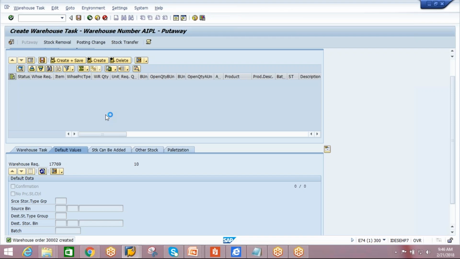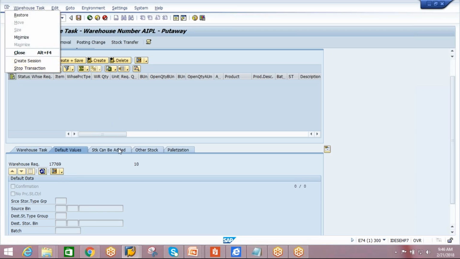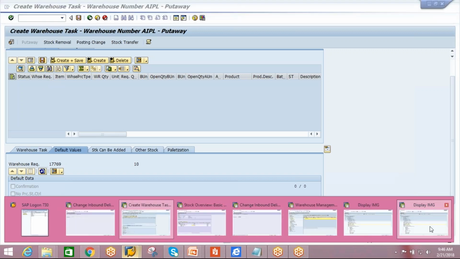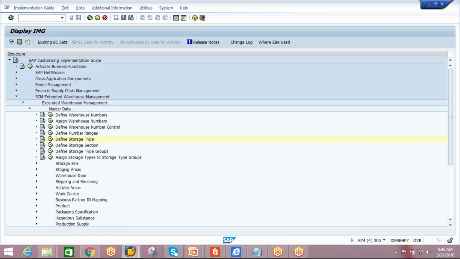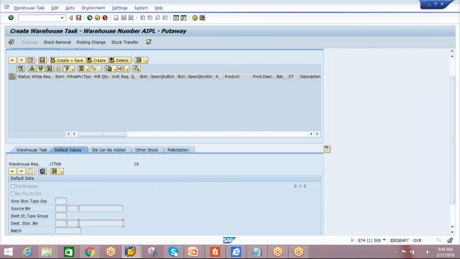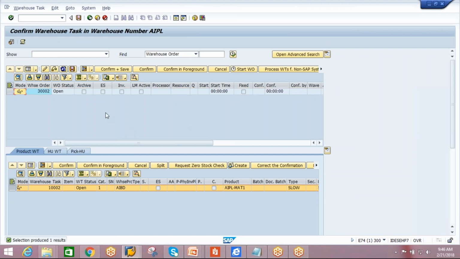We need to see the difference between stock types in ECC as well as EWM. What is happening here? Why is the system becoming slow? One sec. Suddenly it got slow. Yes. Now I am confirming this.